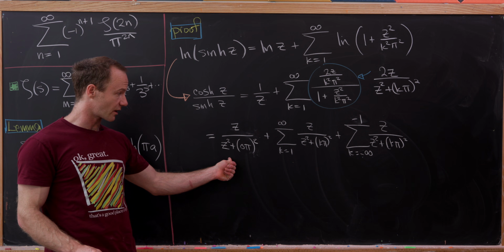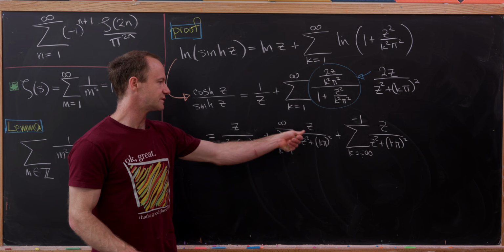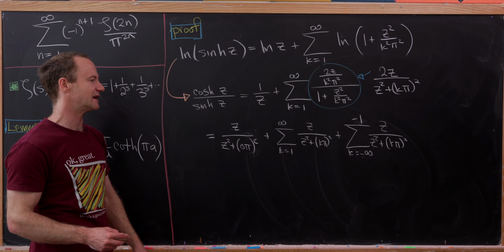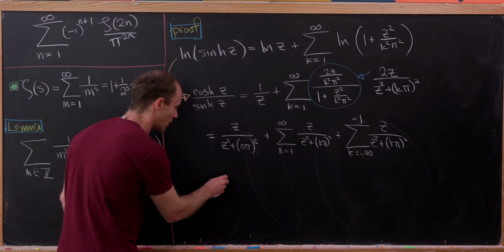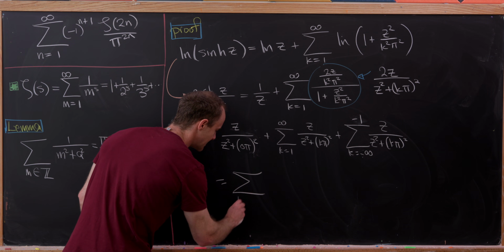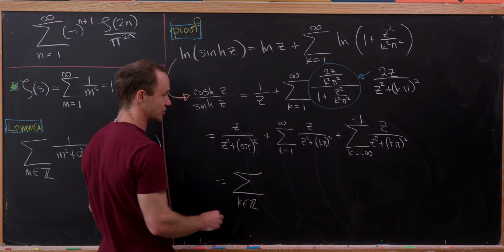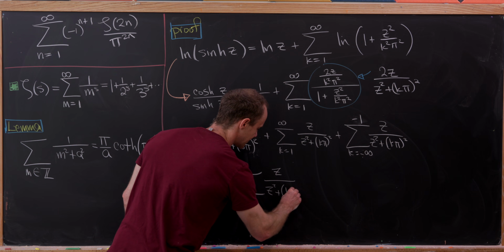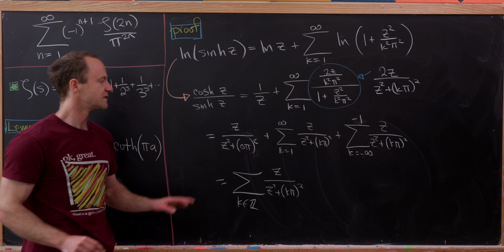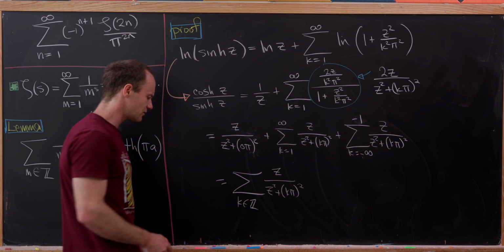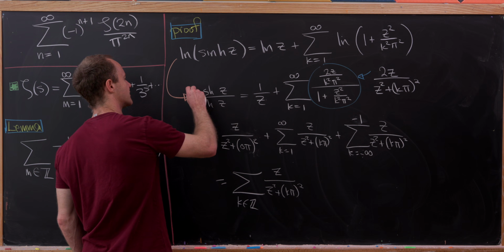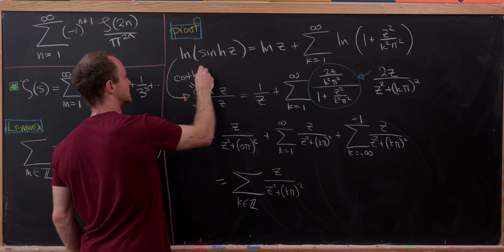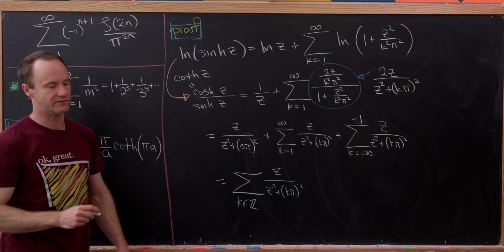This is the 0th term. These are the terms k equals 1 to infinity, and those are the terms k equals minus 1 to infinity, or minus infinity to minus 1. So now we can push those all together, and we'll have, in fact, the sum over all integers of z over z squared plus k times pi squared. So something like that. But now let's maybe extend this off the other side as well and go ahead and write that as the hyperbolic cotangent. So we've got coth of z.